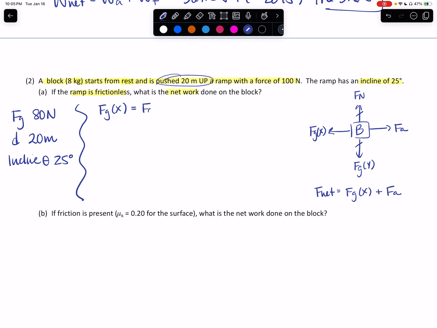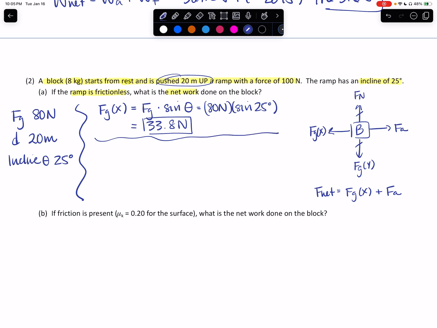All right, so that's going to be Fg times the sine of our angle. That's going to equal 80 newtons times the sine of 25 degrees. So if I plug all that in, I get an FGX value of 33.8 newtons.